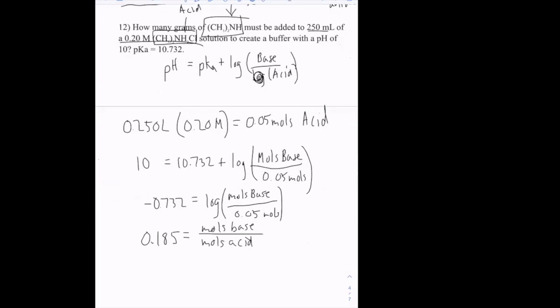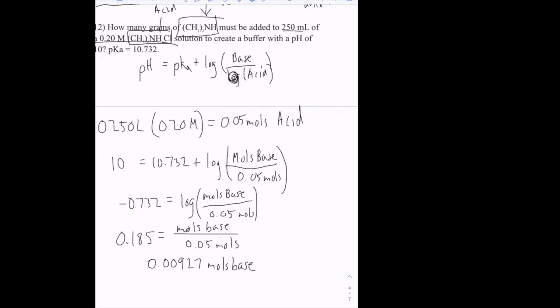Then lastly, I should write this as 0.05 moles, sorry. All you're going to have to do is multiply both sides, and that gives us 0.00927 moles of base. All you have to do then is, this problem actually asked for the mass, and I did not write the molar mass. However, the molar mass for this is going to be 45.09 grams per mole. I'll write that up here.